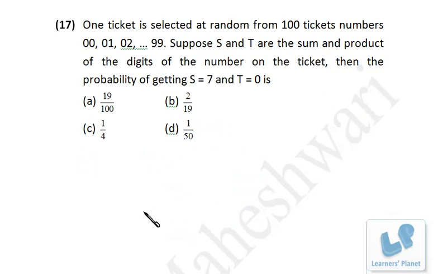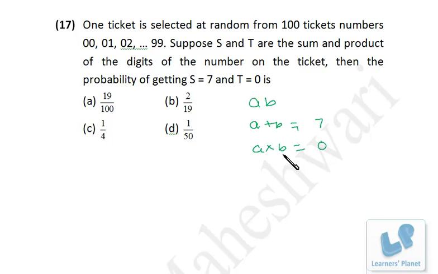Now friends, we have this question. One ticket is selected at random from 100 ticket numbers 00, 01, 02 till 99. Suppose S and T are the sum and product of the digits of the number on the ticket. Then the probability of getting S equal to 7 and T equal to 0. Now the two digits may be A and B. That means A plus B is 7 and A into B is 0.